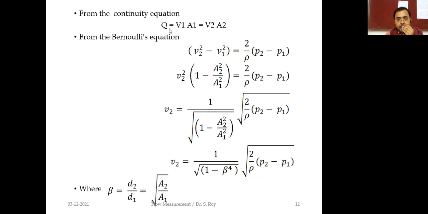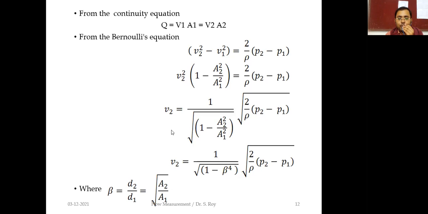then the equation becomes V2 square as a common factor into 1 minus A2 square divided by A1 square equals 2 by rho into P2 minus P1. We are interested in finding the velocity. So V2 is nothing but 1 by under root of 1 minus A2 square divided by A1 square, multiplied with under root of 2 by rho into P2 minus P1.